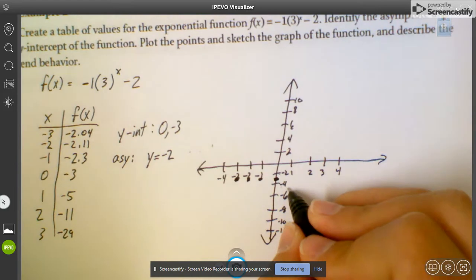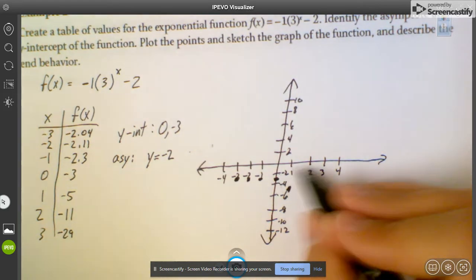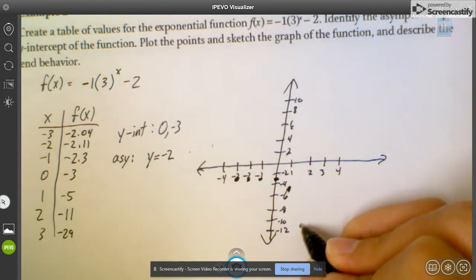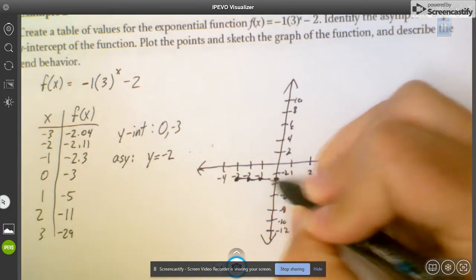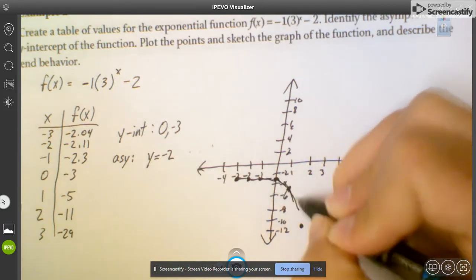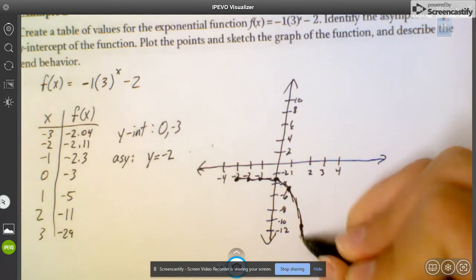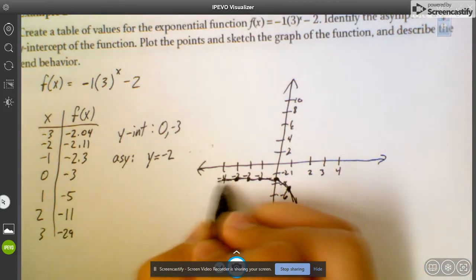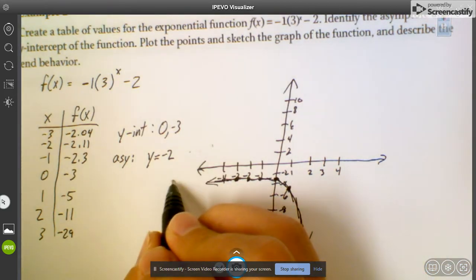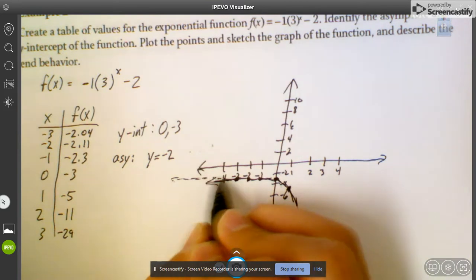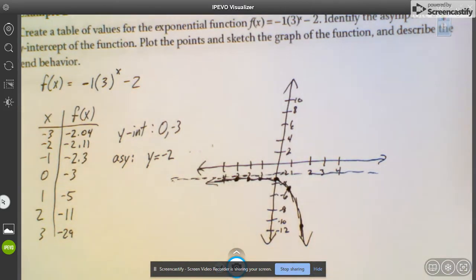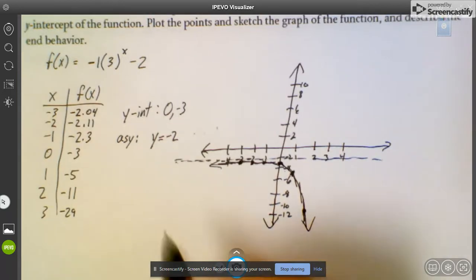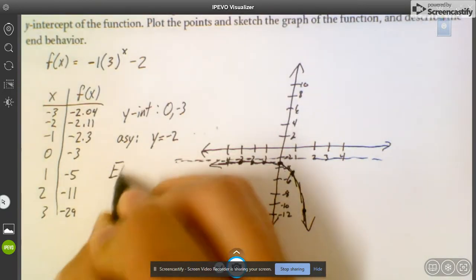1, -5. Okay. And then 2, -11. And without having to graph that -29, I should be able to get an idea of the general shape here. Okay. There's your asymptote. That's the thing that we're approaching. We don't ever get to. And so we want to talk about end behavior.